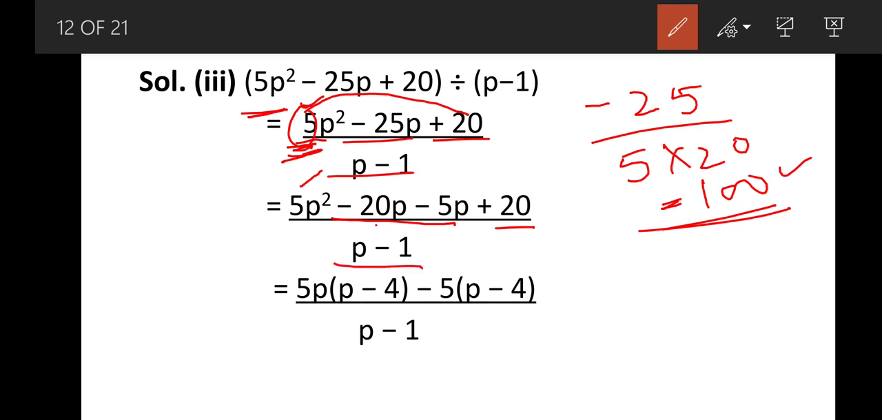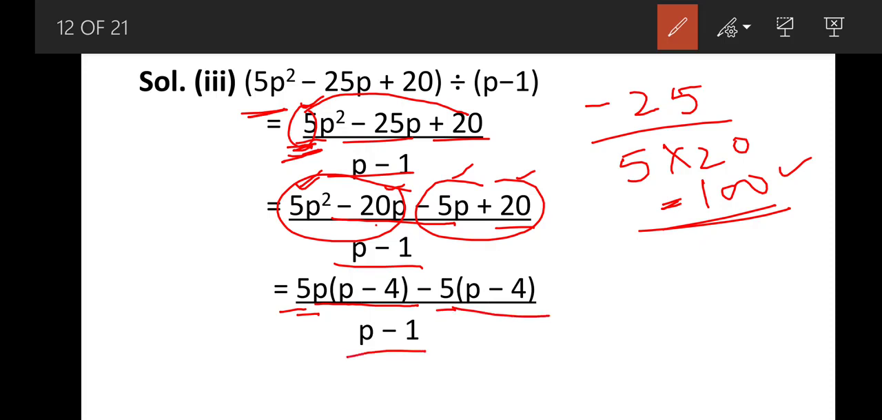Now what is the common factor of 5 and 20? This is one group and this is another group. The common factor of 5 and 20 is 5. Out of p² and p, I can take p common, so I have written it outside. What is left inside the bracket? p − 4. Minus, what is the common factor of 5 and 20 again? It is 5. What is left inside the bracket? p − 4, and we need to divide it by p − 1.